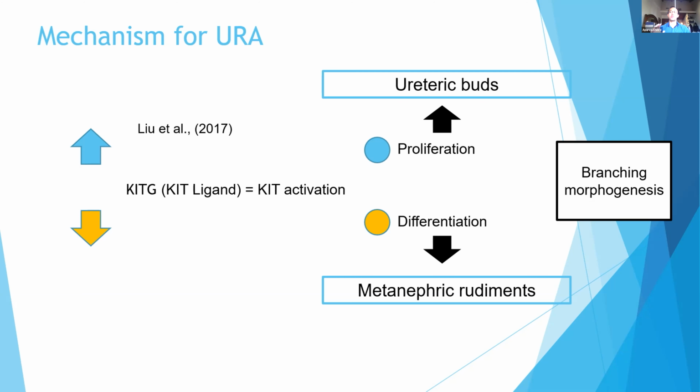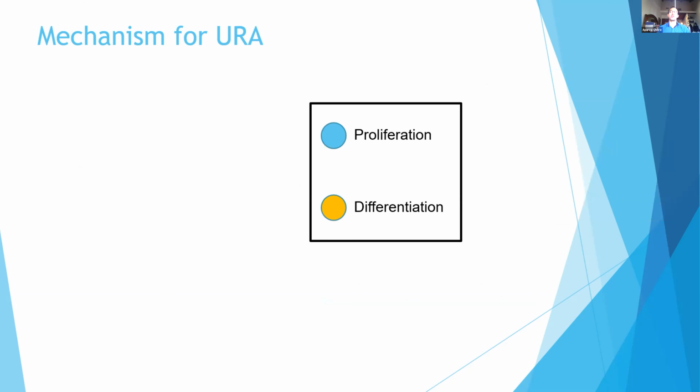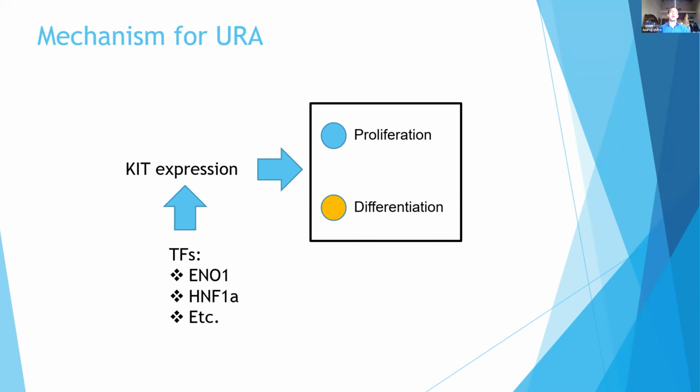A balance between those two processes is required for a normal branching morphogenesis, which is required for organogenesis of the kidney. So this balance between proliferation and differentiation is key. We believe that KIT expression can drive differences between those two processes, and some of the transcription factors that we identified as being selected in the HSRA can modulate that expression, having an effect on this specific equilibrium. And that could be driving that specific phenotype that we identified, the URA phenotype.